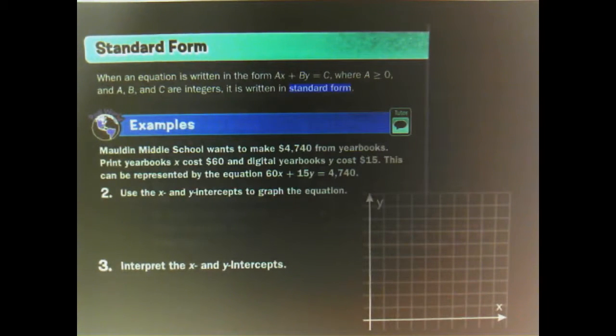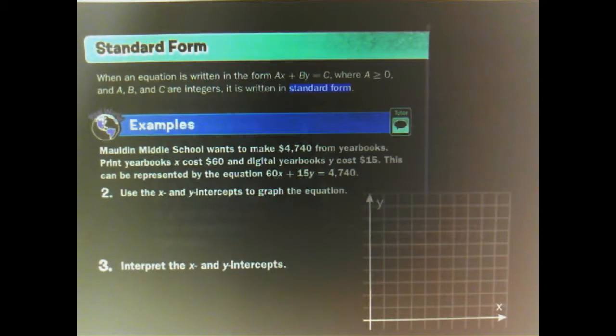One of the things about standard form is it really helps us in terms of making equations from word problems, because a lot of word problems are set up in kind of the standard form layout. So that can definitely help us when we're working with word problems.